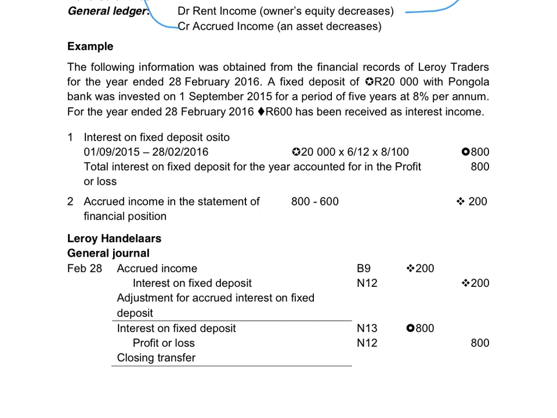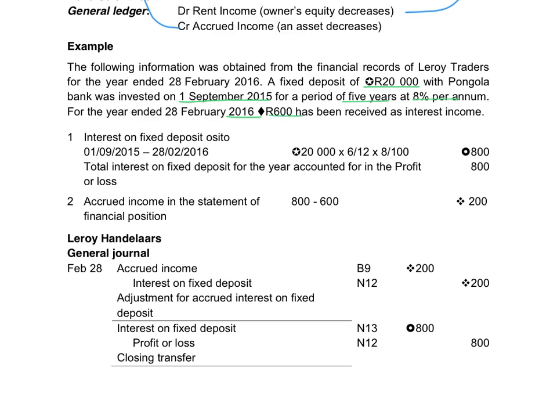The following information was obtained from the books of Leroy traders. A fixed deposit of 20,000, so that is the amount that is in your fixed deposit account, was invested on the 1st of September 2015 for 5 years at 8% per annum. For the year ended 28 February 2016, 600 Rand has already been received.